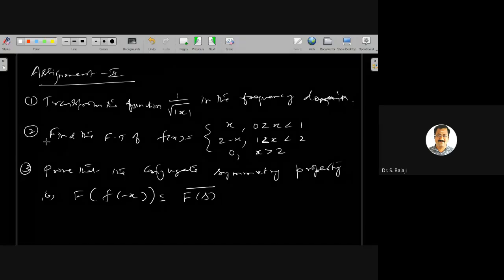Next problem, second problem. Find the Fourier transform of f of x equal to x in the range 0 less than x less than 1, 2 minus x for 1 less than x less than 2, and 0 for x greater than 2.